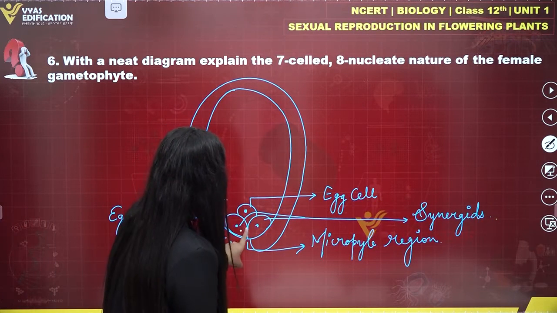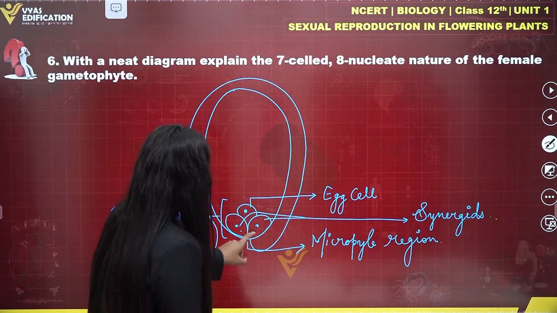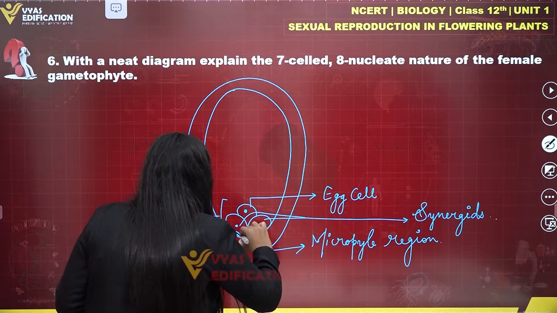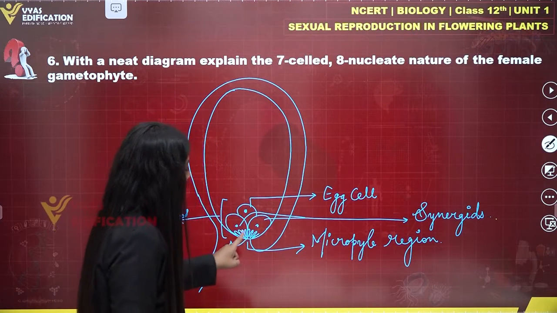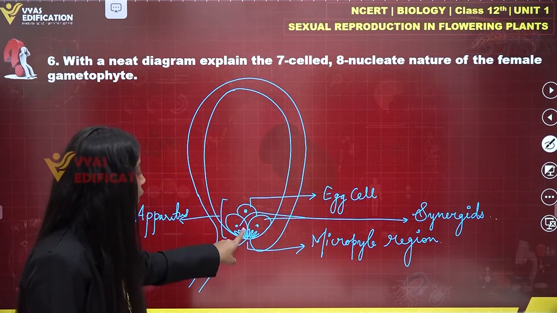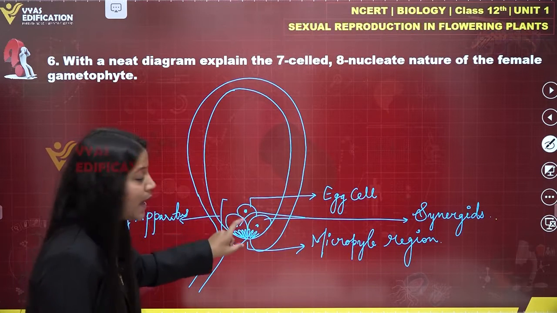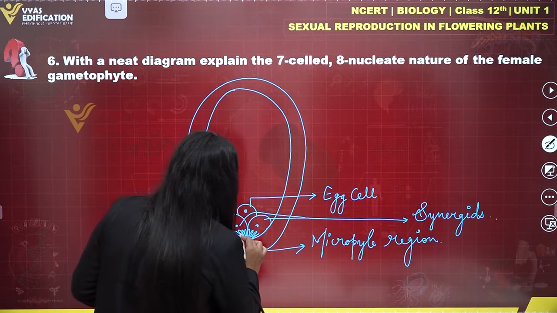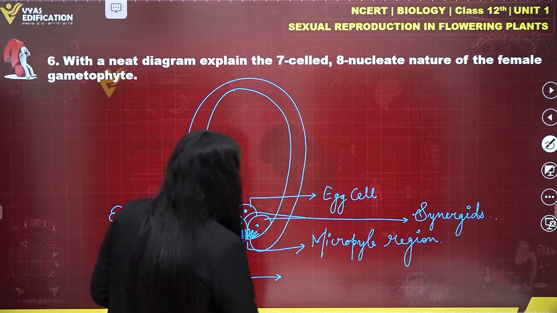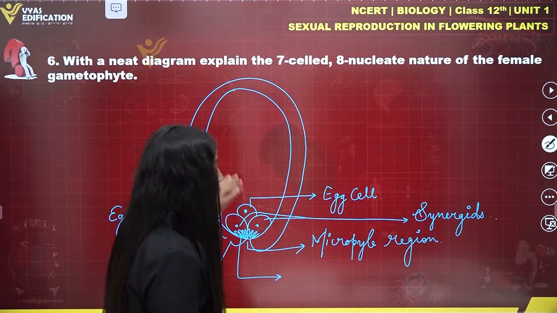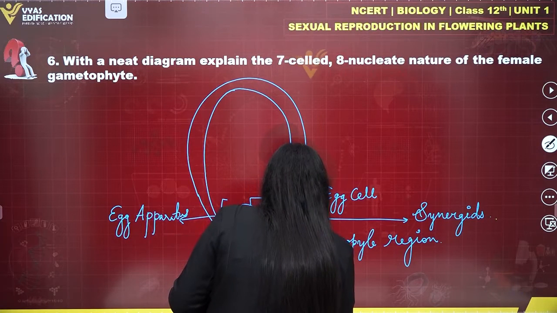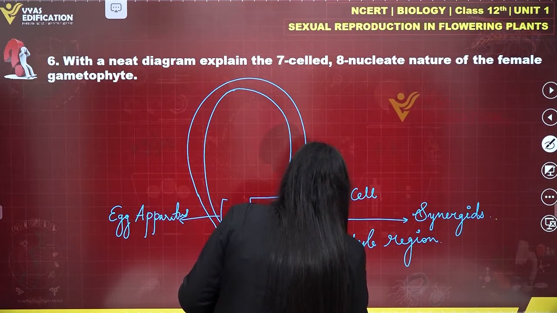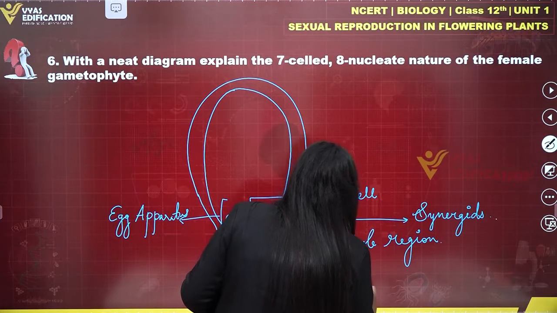Now, these two synergid cells have finger-like projections on their wall. These finger-like projections on the wall of synergid cells are known as the filiform apparatus, which guides the formation of the pollen tube inside the embryo sac. So this is the filiform apparatus.